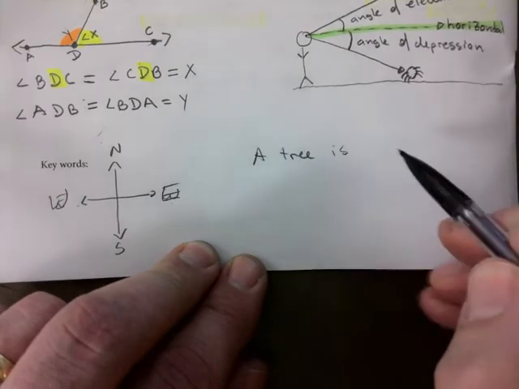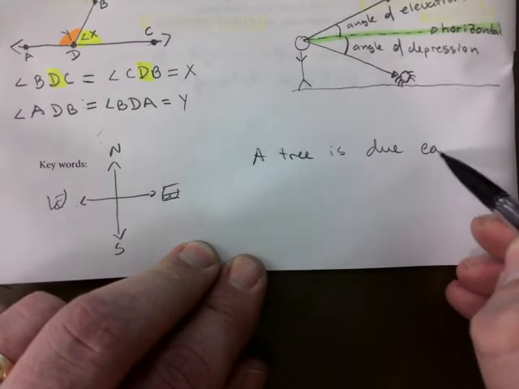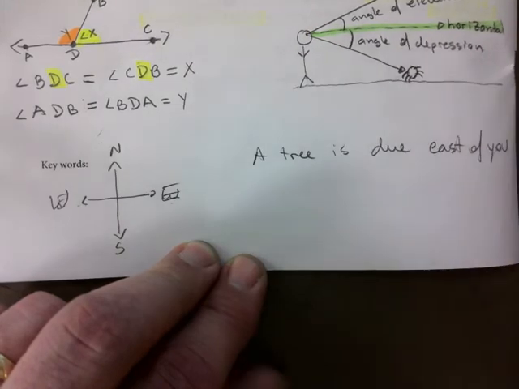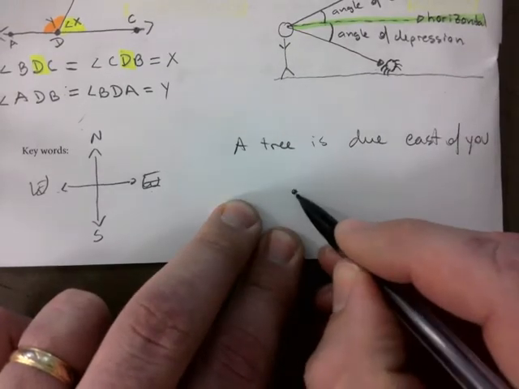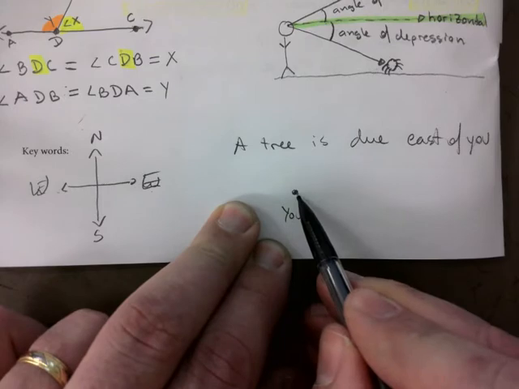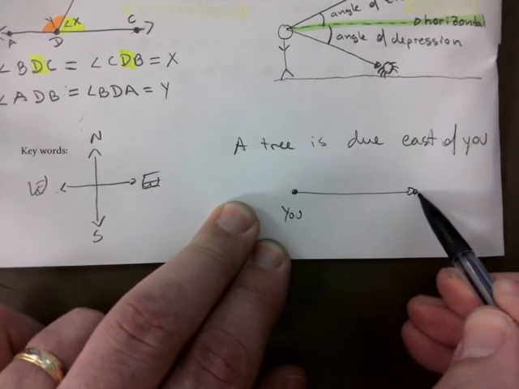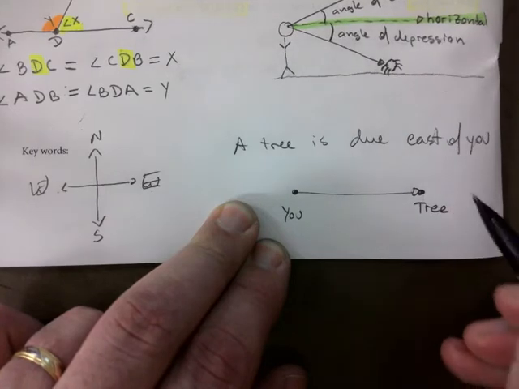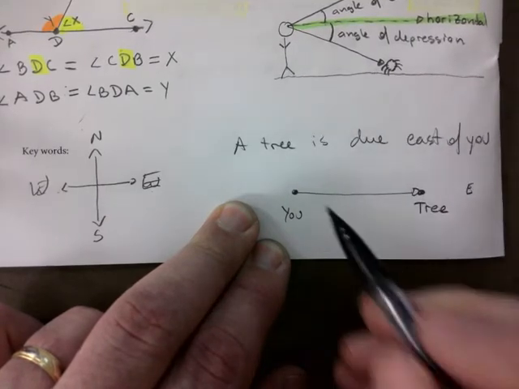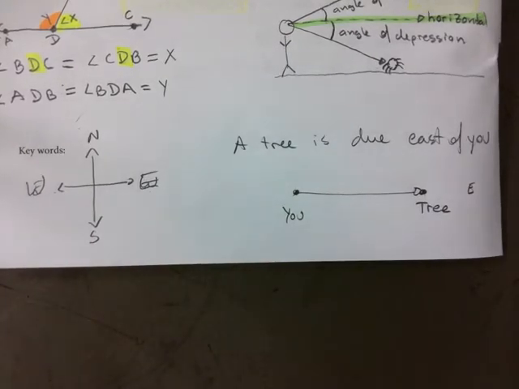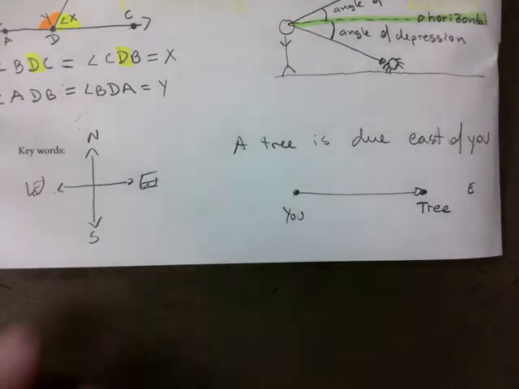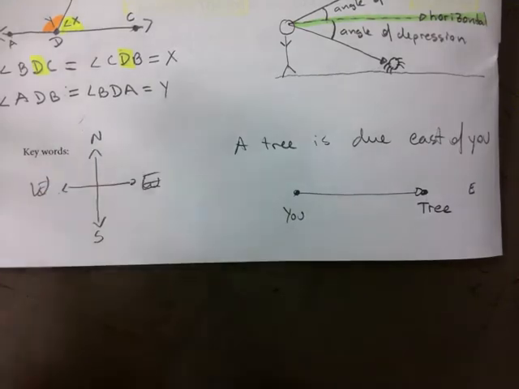A tree is due east of you. What if a question says a tree is exactly due east of you? That means that this is you, and the tree would be right next to you, right here, tree, right? Because the tree is to the east of you. So that's what the question is saying, right? You draw a dot for you, and then east is your tree, okay? Sometimes it's north of you, due south of you. It doesn't matter. Just make sure you know that. This is the most common mistake, so get that right.